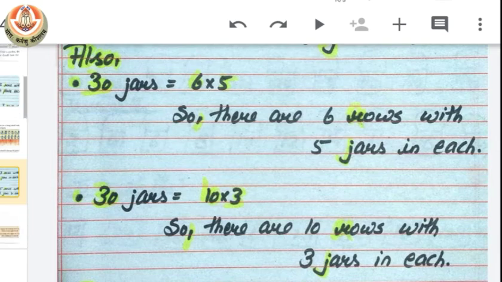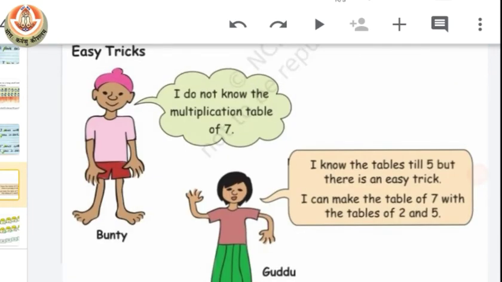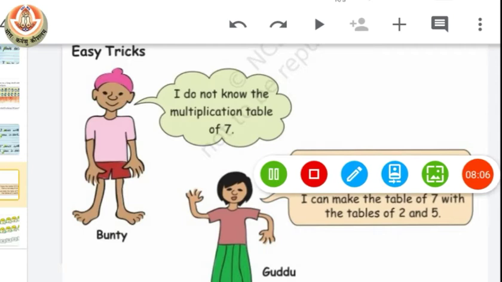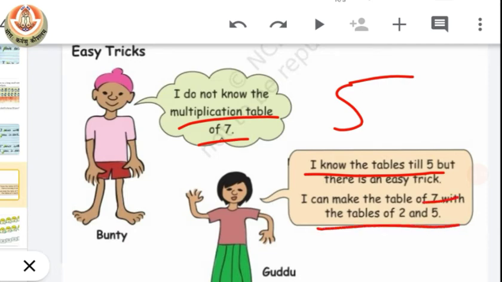Okay class, now two children, Bunty and Guddu, are talking about easy tricks. Bunty says, I do not know the multiplication table of 7. So Guddu says, I know the table till 5. Then there is an easy trick. I can make the table of 7 with the help of the tables of 2 and 5.